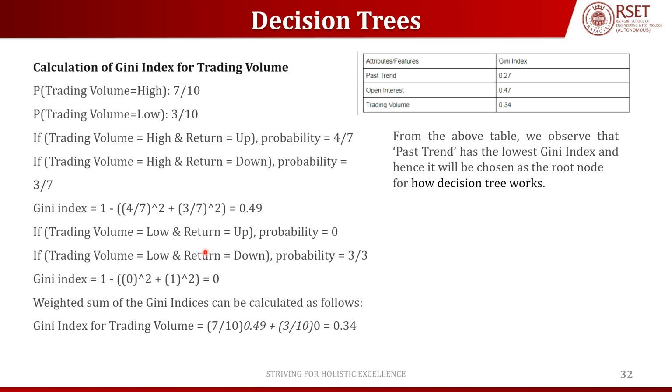And again calculating Gini for low. Out of these, 0 is having return up and 3 are having return as down. So that is a perfectly pure group. So Gini is 0. Now weighted Gini is 0.34.